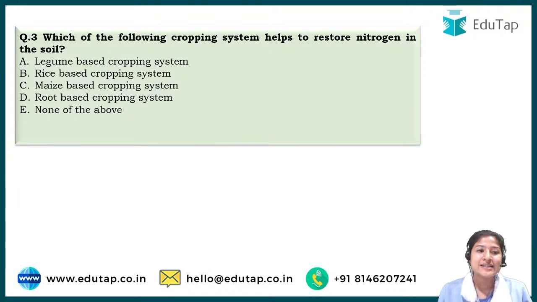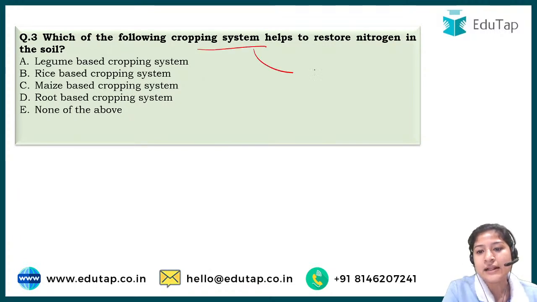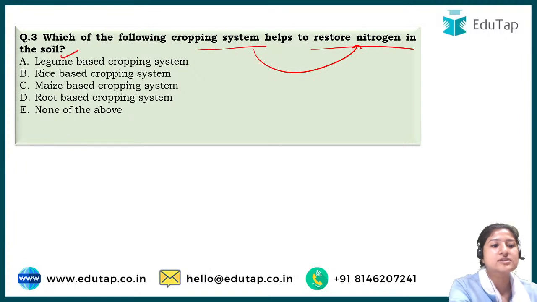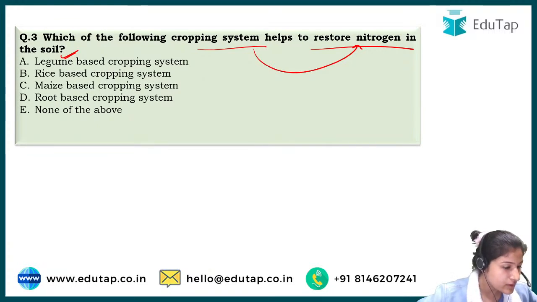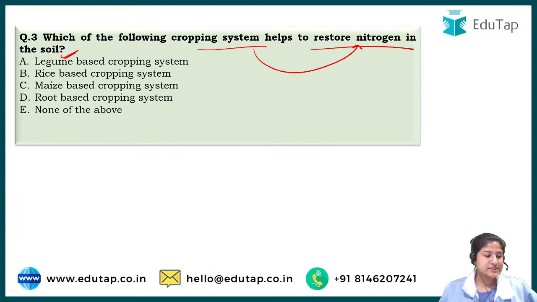The question says, which of the following cropping systems helps to restore nitrogen in the soil? You have to tell me the different cropping systems. This chapter is basically about the different cropping systems, and we are covering everything from the options itself, so that is the only lecture I'll take on this particular topic. So you have to tell me the answer. Okay, Arun says it's A.